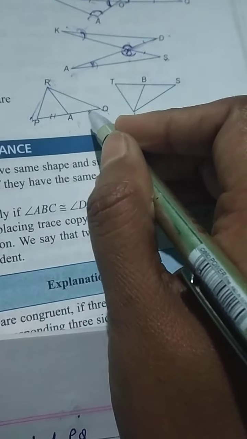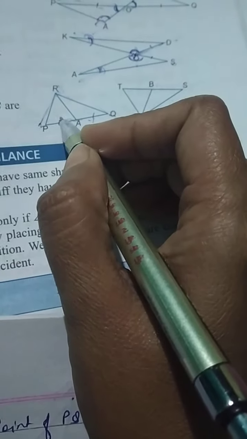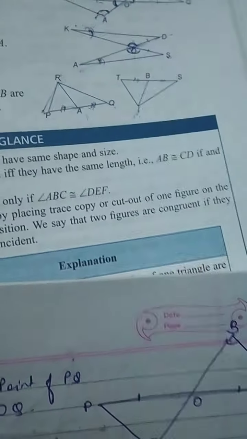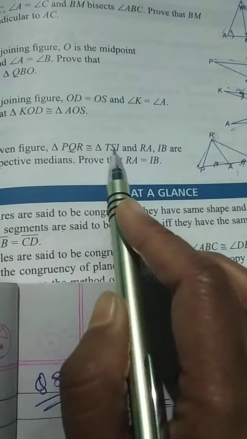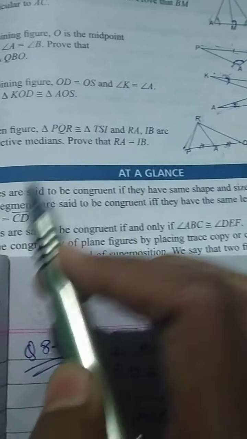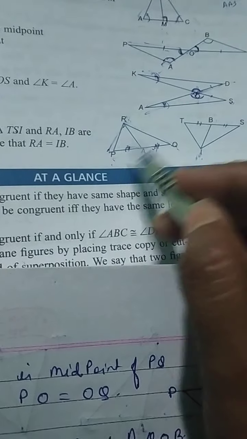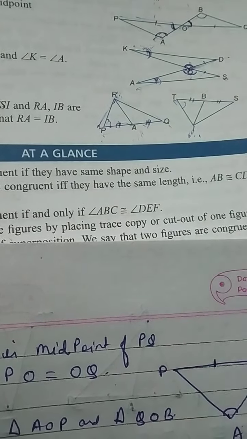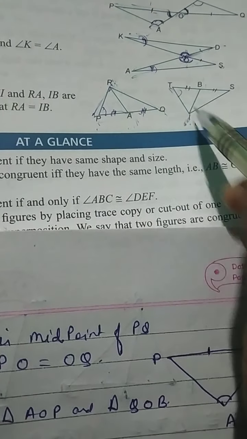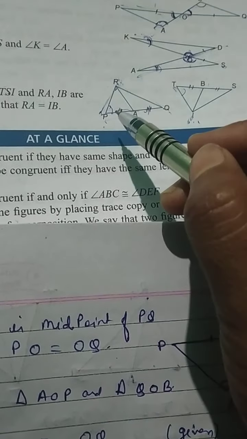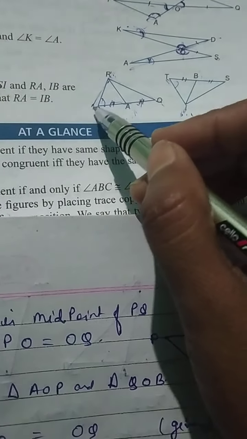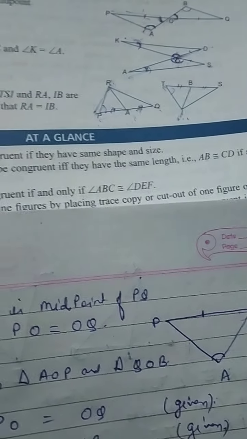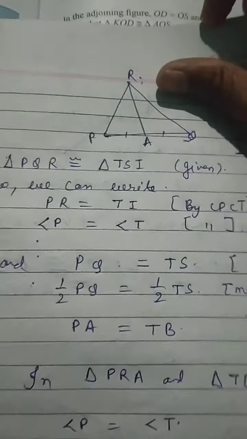A median, you know, divides the side into two equal halves, meaning this side is equal to this side and this side is equal to this side. Okay. So if these two triangles are congruent, then their corresponding sides are also equal. So can we write PR is equal to TI by CPCT? Angle P is equal to angle T by CPCT because the full triangle is congruent, it is given in the question. And PQ is equal to TS. So half of PQ means PA and half of TS is TB. Okay, so we will prove this in this manner.